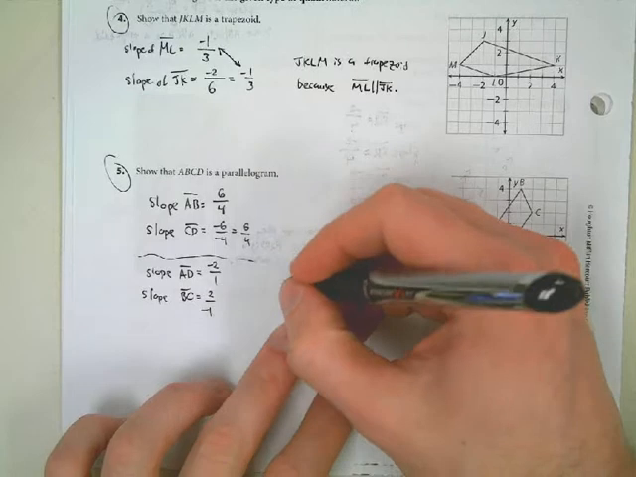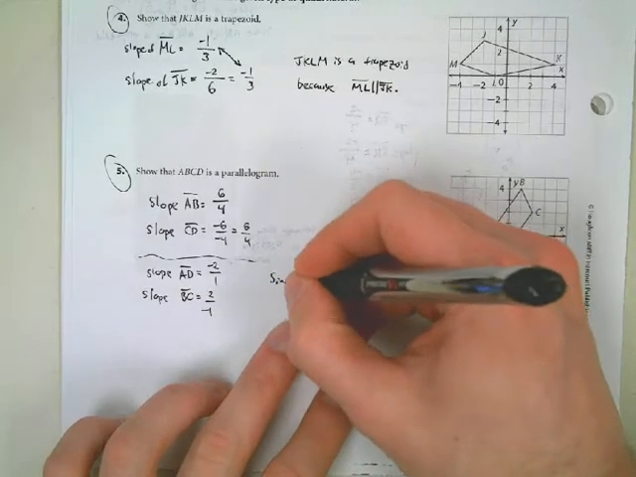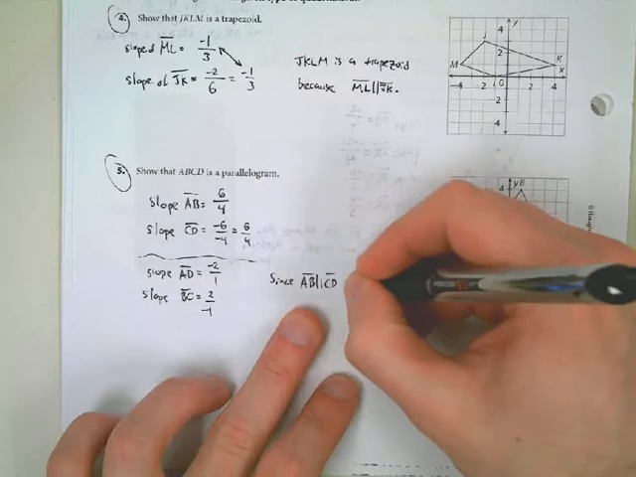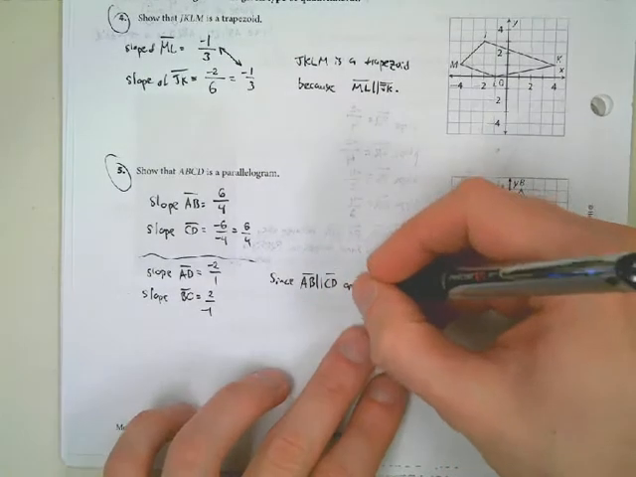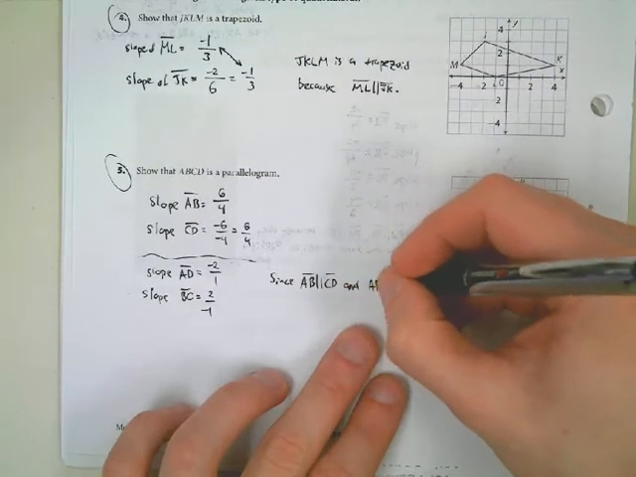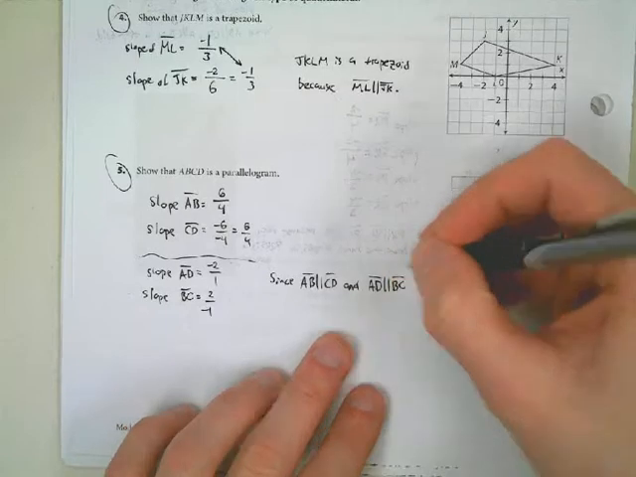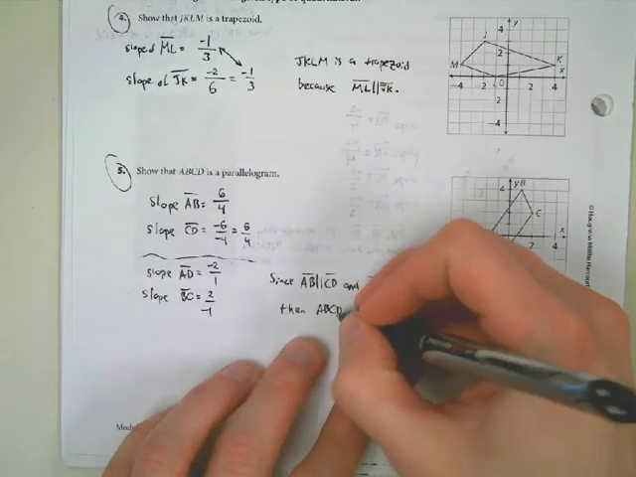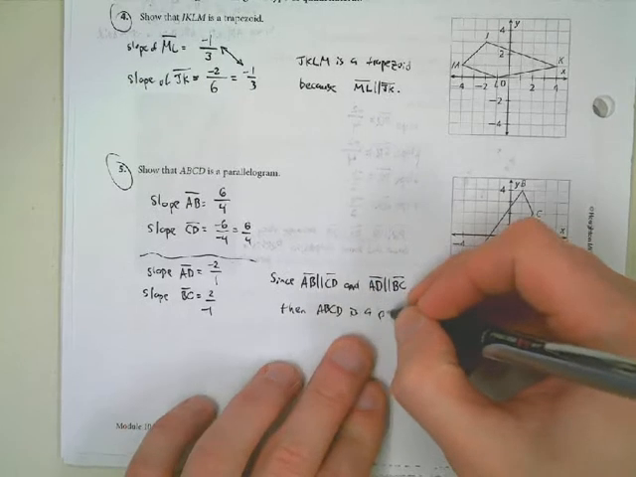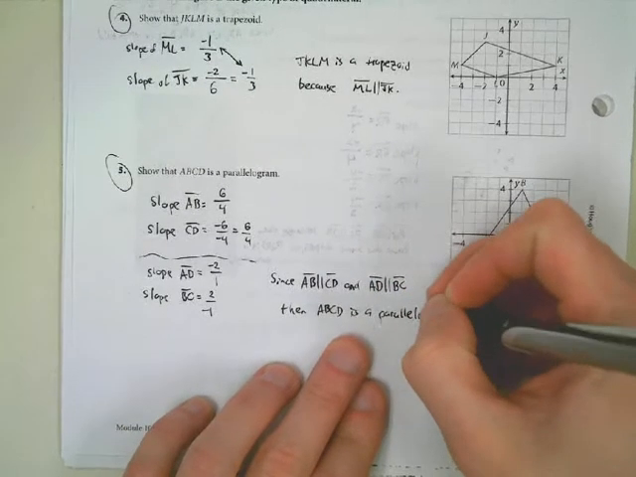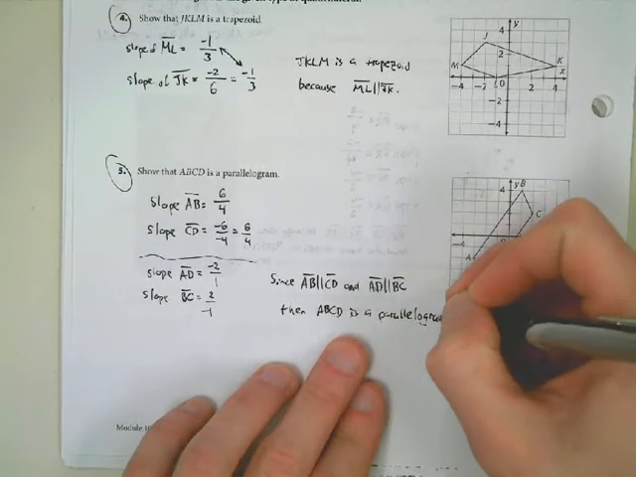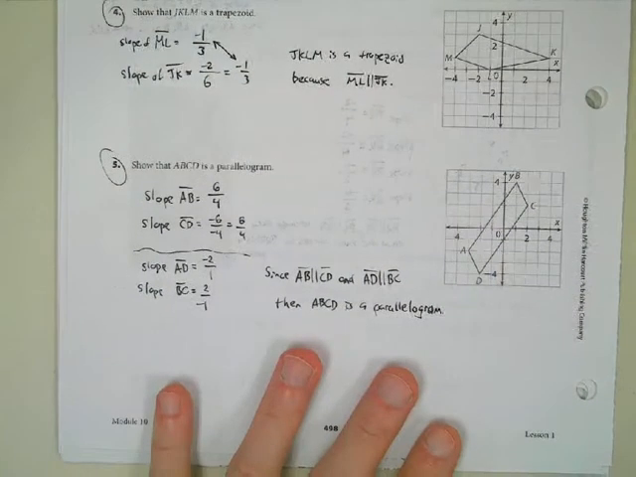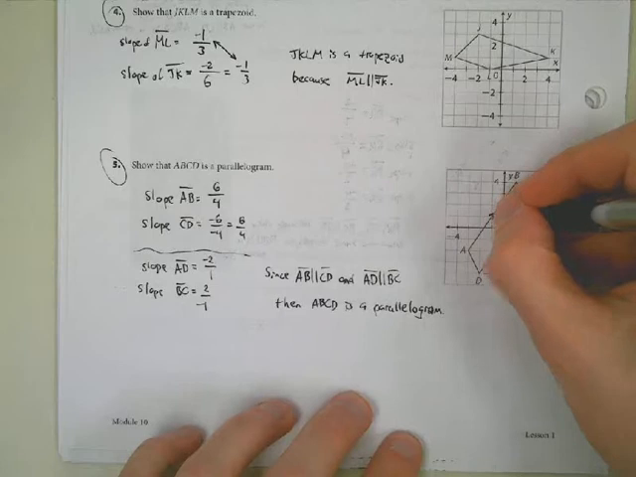So since AB is parallel to CD and AD is parallel to BC, then ABCD is a parallelogram. Yes, sir. Okay, and you can draw the little symbols there if you want to.